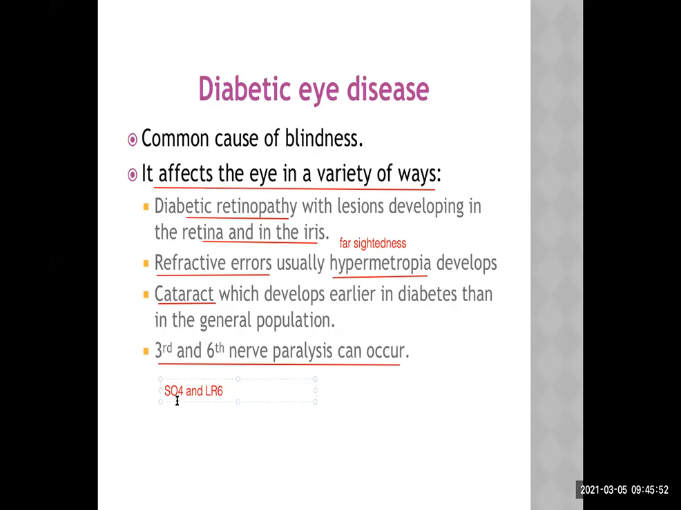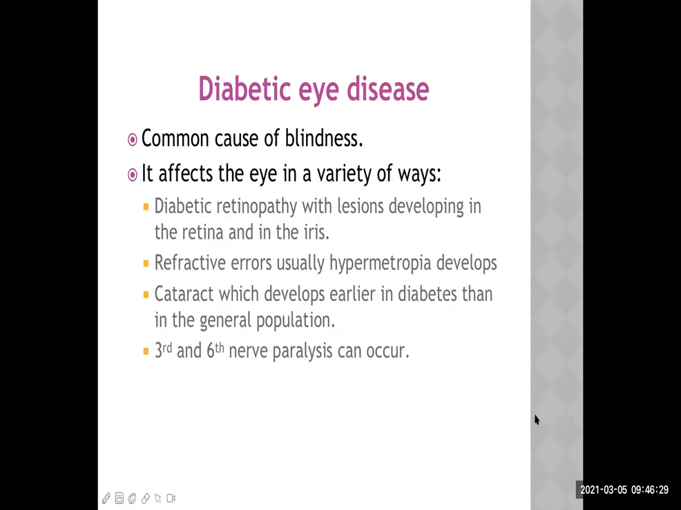Now, what is the meaning of this SO4 and LR6? Superior oblique and lateral rectus. Absolutely. Superior oblique. This 4 is the fourth cranial nerve or trochlear nerve. So superior oblique is supplied by the fourth cranial nerve. Lateral rectus is supplied by the sixth cranial nerve. All other remaining are supplied by the third cranial nerve. Okay. Now, if you remember like that, the answer should be very easy for you. Just take a moment and tell it to the examiner. Move on.